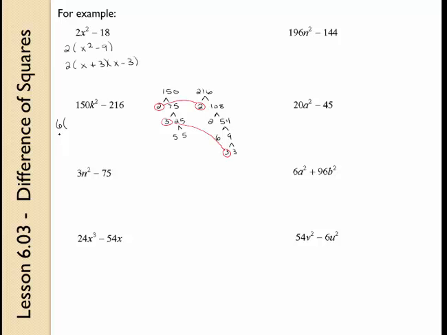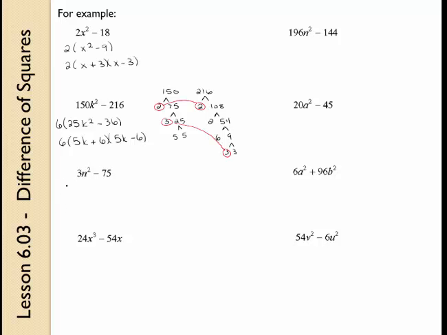I pull out the 6. I take 150 and I divide it by 6, and I'm left with 25k squared minus 216 divided by 6, which is 36. And now I have two perfect squares. The square root of 25k squared is 5k. The square root of 36 is 6. So I have 5k plus 6 and 5k minus 6.